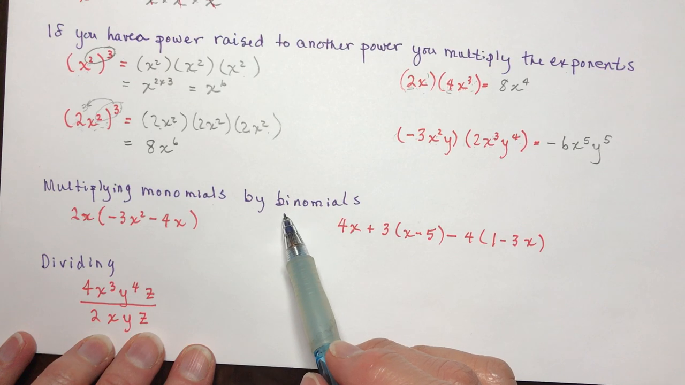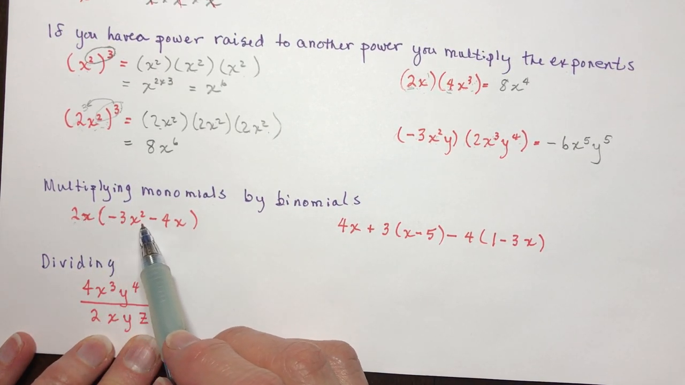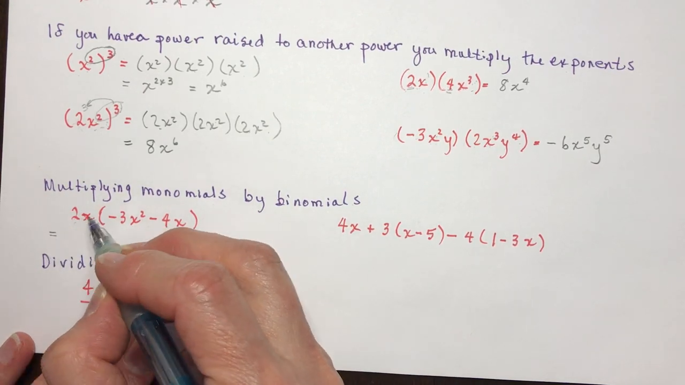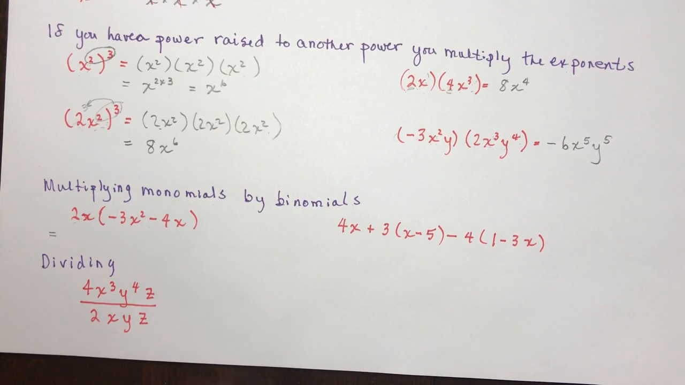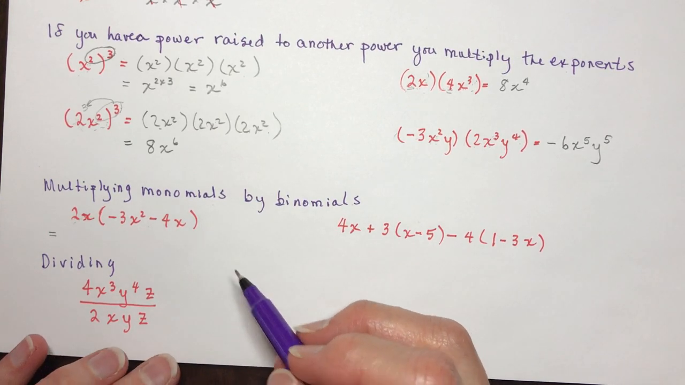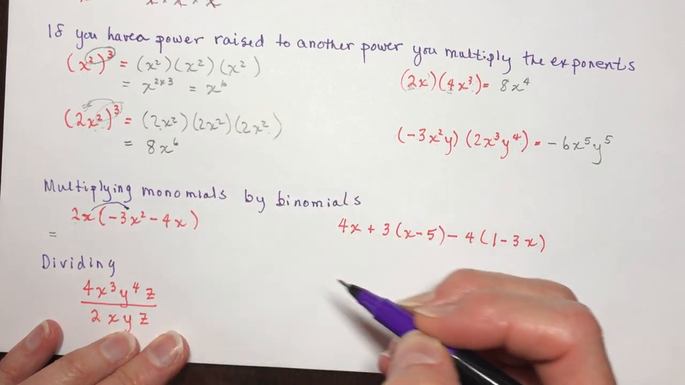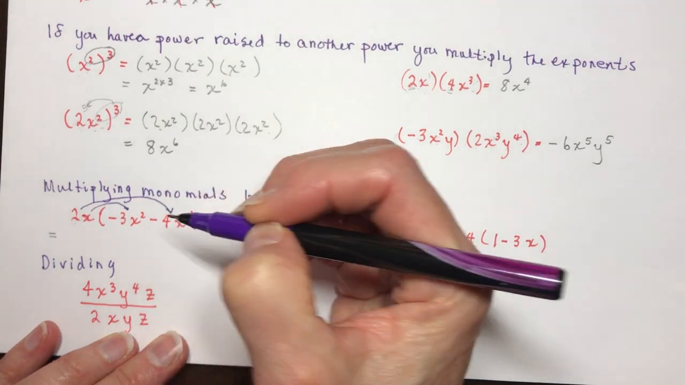Multiplying monomials by binomials. So here's a little monomial out here, and I'm multiplying by this binomial here. When you multiply things out, you have to multiply 2x times everything that's in the brackets here. So I have 2x times 3x squared, and I have 2x times minus 4x.